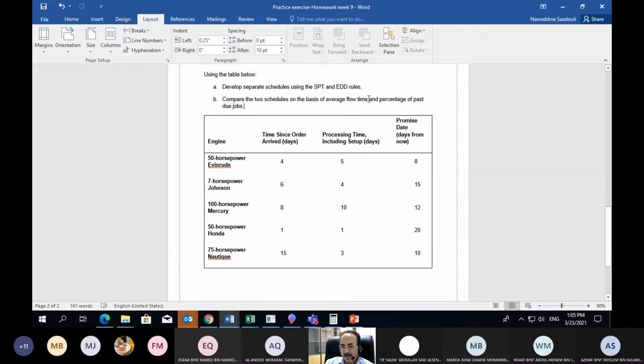Now, average flow time, we have seen that. We have seen an example of average flow time, which is simply the average of the flow times of all the jobs, sum divided by the number of the jobs.